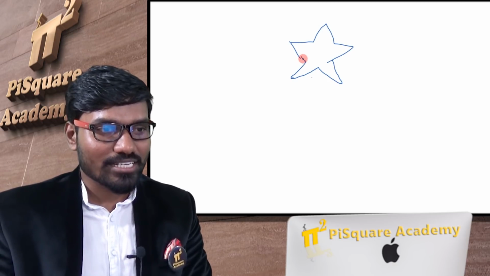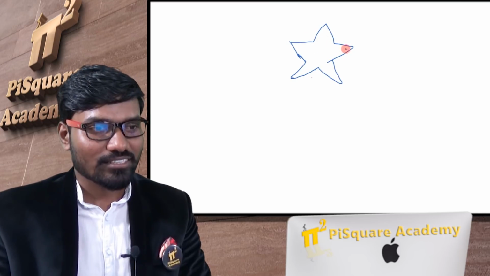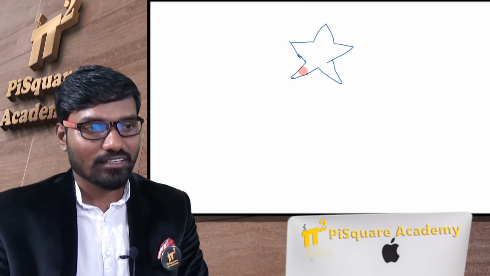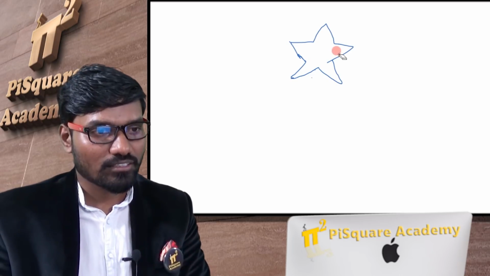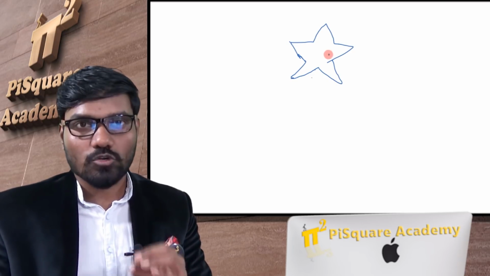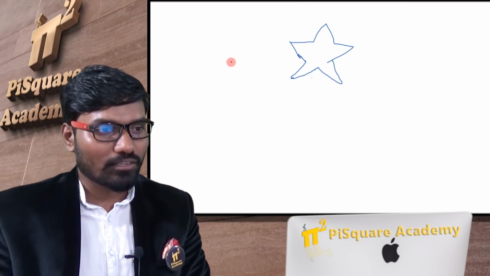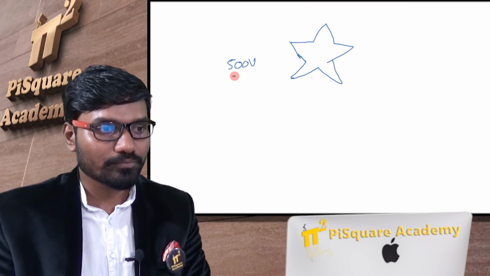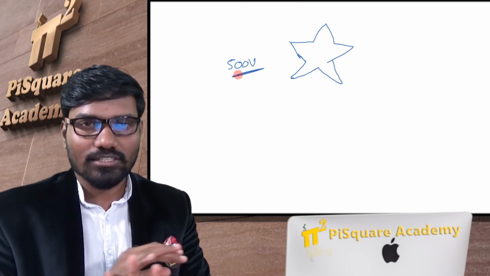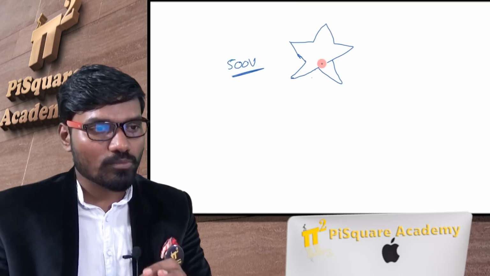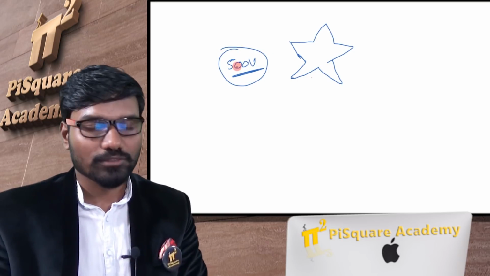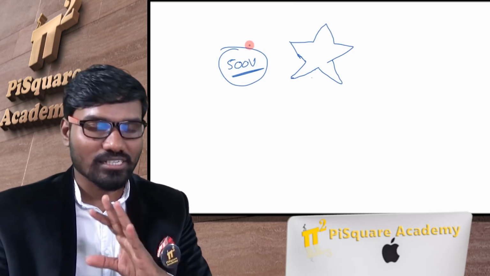Suppose the star is given just like this, which means no number is given, just the star is given, which means the instrument is tested at 500 volt. Whatever the instrument, if the star is just given like this, it means the instrument is tested at 500 volt. It can work up to 500 volts. It is tested for that.